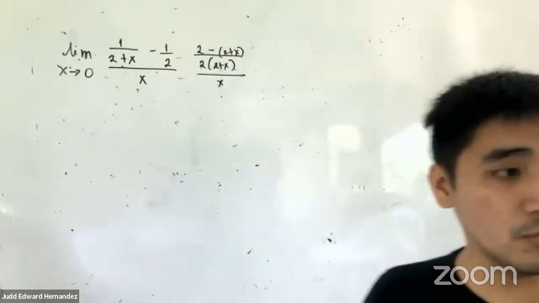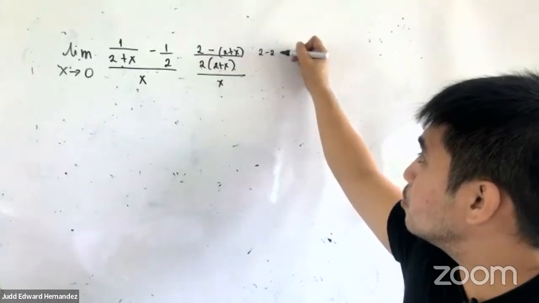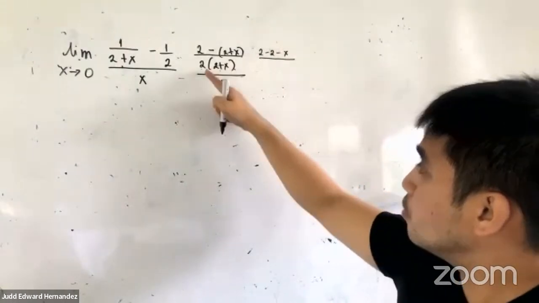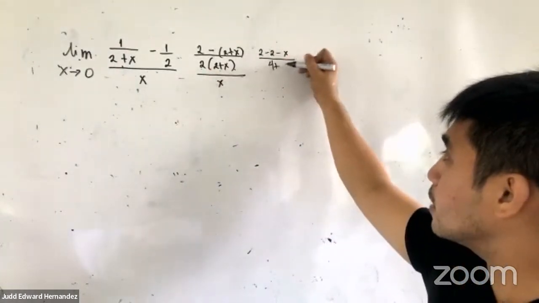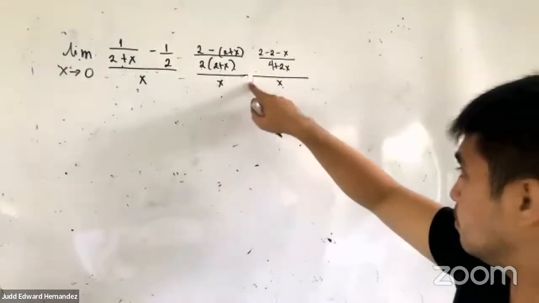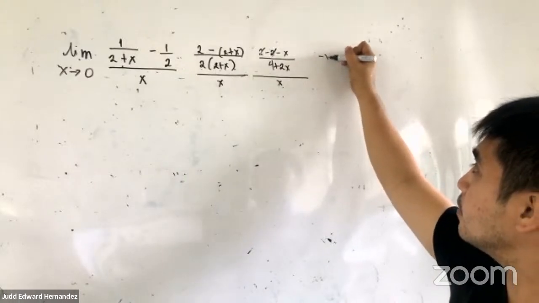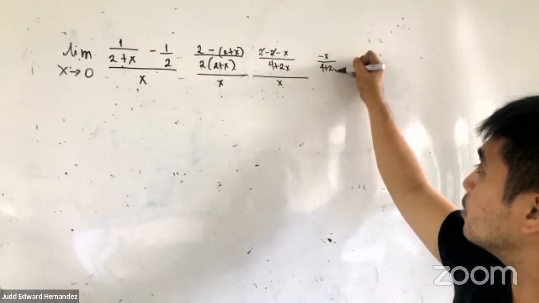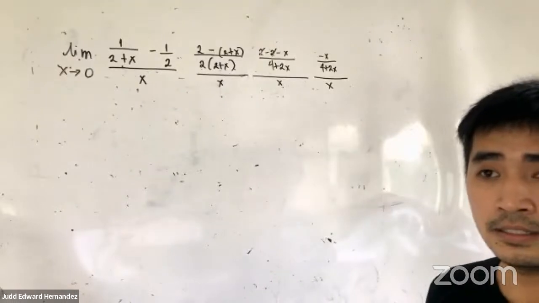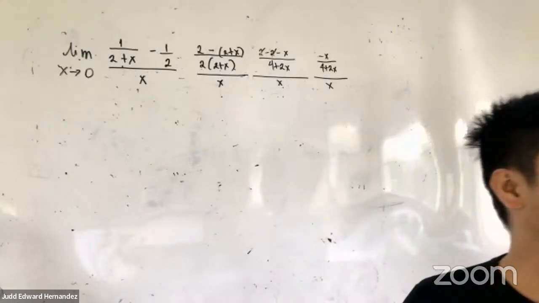In this case, we need to simplify. We'll be having 2 minus 2 minus x all over 2 times 2 is 4 plus 2x all over x. Okay, so simplify further. 2 minus 2 cancel out. Therefore, matitira sa taas is negative x over 4 plus 2x all over x. So, ito yung natira sa atin. So, yes po. Ay, si Sir Jehan.